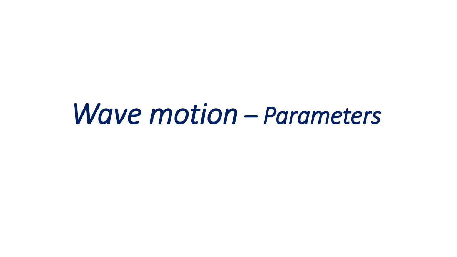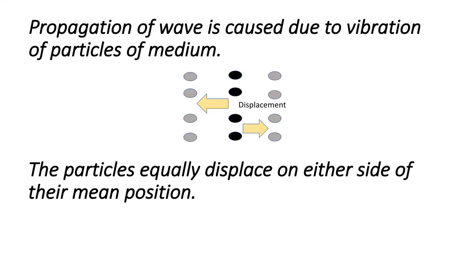Good morning, students. We will continue the same chapter, Sound, with the topic wave motion parameters. Wave motion parameters means the amplitude, time period, frequency, wave velocity, those things. So let's start with this point.